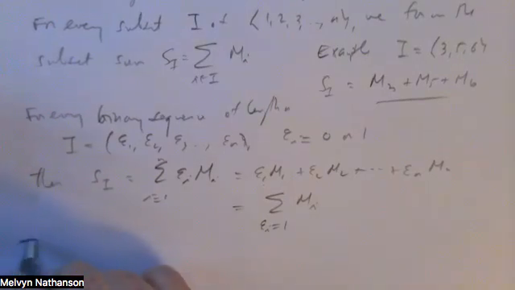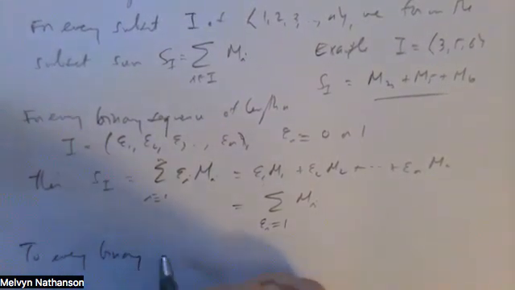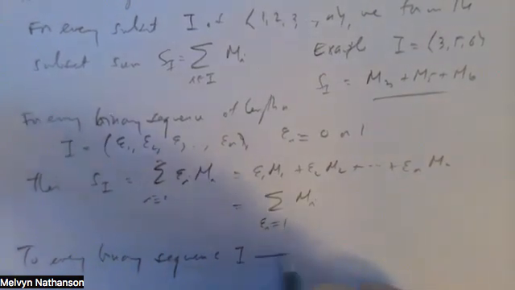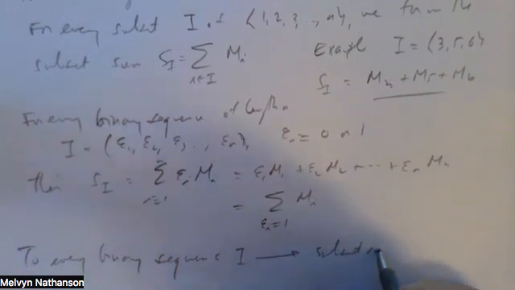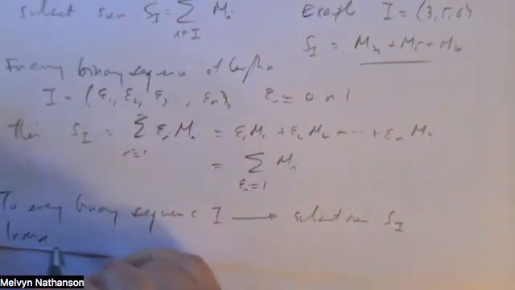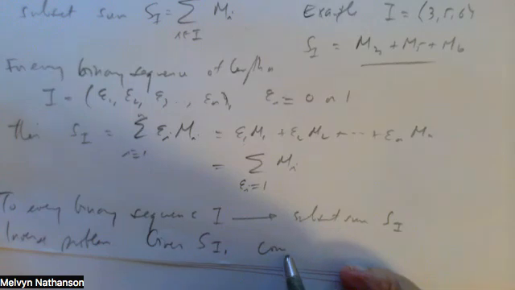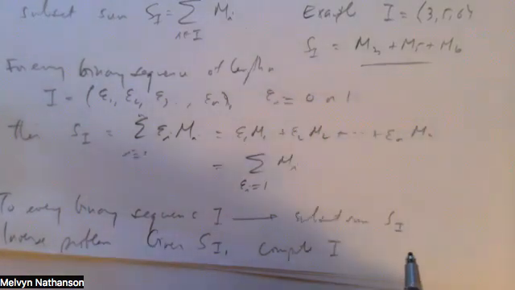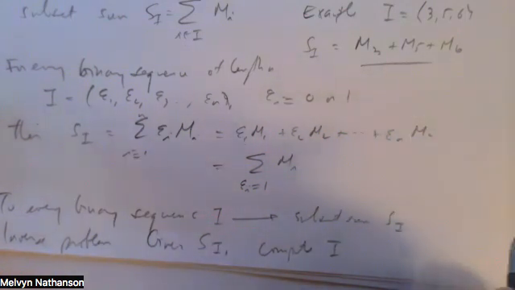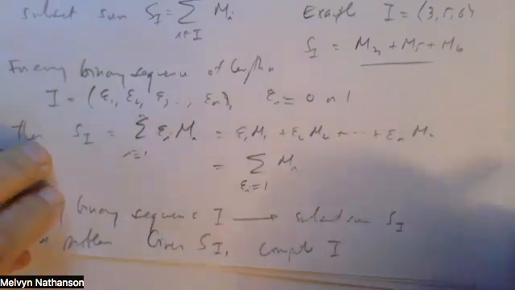So to every binary sequence I, we associate a subset sum S of I. And the inverse problem would be, given the subset sum S of I, compute I. So this is, given a set of numbers and another number, which is a sum of a subset of the numbers, reconstruct the subset. And that can be easy or it can be hard.